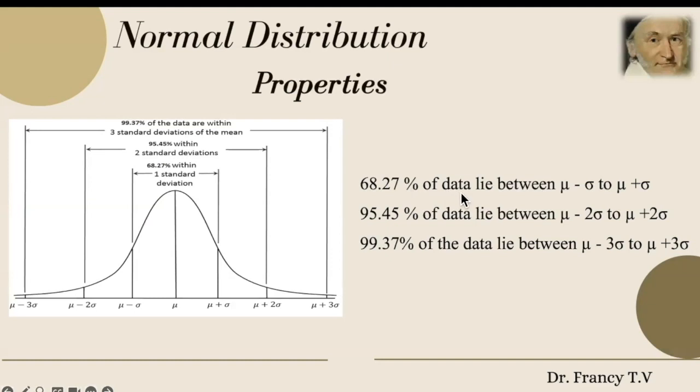68.27% of the data lie between mu minus sigma and mu plus sigma. 95.45% of data lie between mu minus 2 sigma and mu plus 2 sigma. 99.37% of data will lie between mu minus 3 sigma and mu plus 3 sigma.